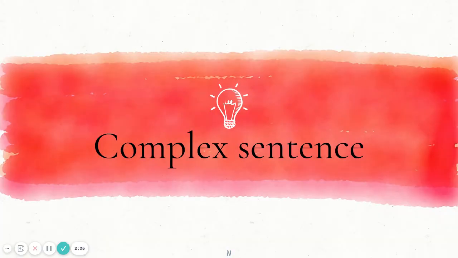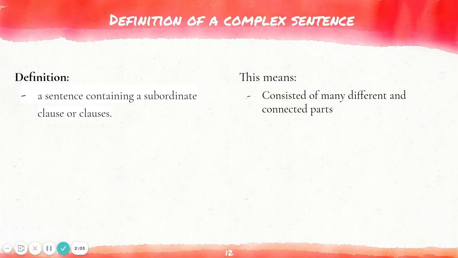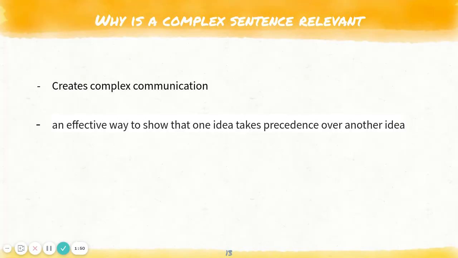Third one, complex sentence. The definition of a complex sentence: a sentence containing a subordinate clause or clauses. This means the sentence consists of many different connected parts. Why is a complex sentence relevant? It creates communication, and it's an effective way to show that one idea takes precedence over another idea.